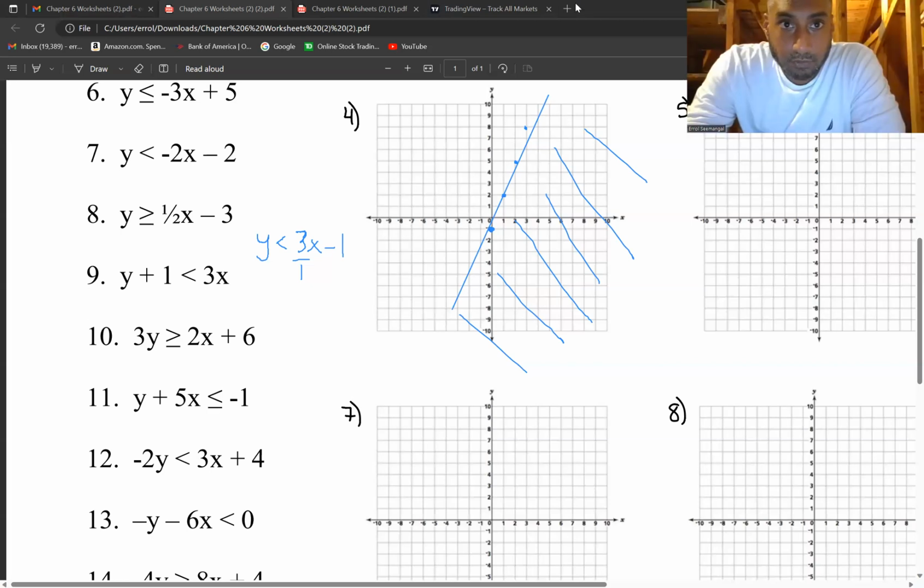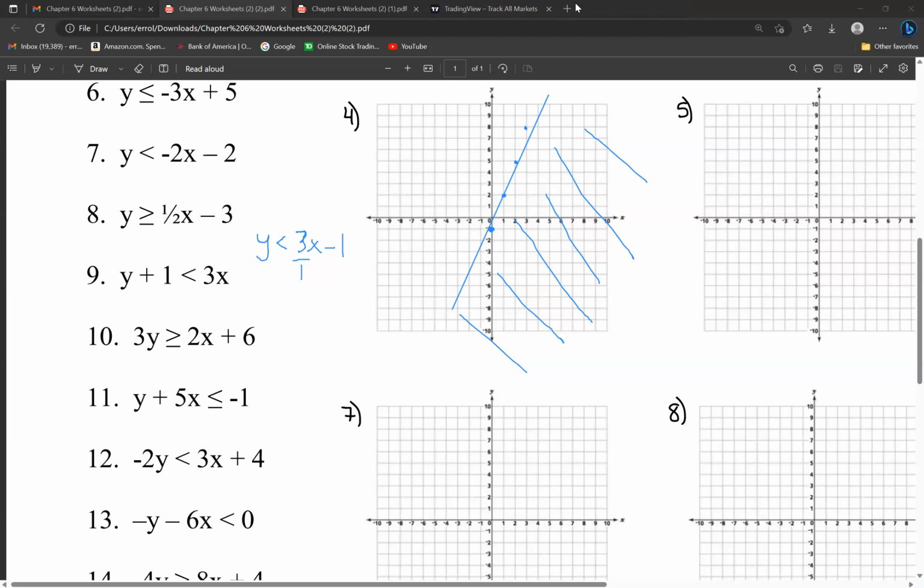All right, let's go on to the next one. What number was that? That was 9. Oh, you got that one? Copied it down or drew it? Yeah. All right, let's do 10.